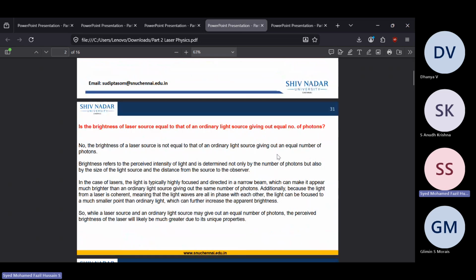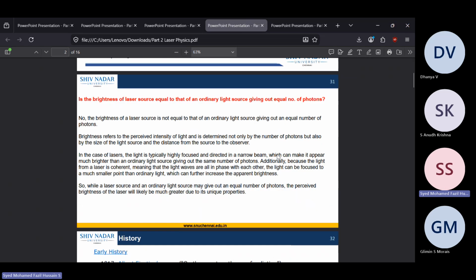Now here is an interesting question. Is the brightness of a laser source equal to that of an ordinary light source, given an equal number of photons? So obviously, no. Because in an ordinary source, the light is scattered. It is not directional, so the number of photons per area, that is the intensity, will be lesser. But in a laser, given the same number of photons, the intensity will be higher because it is a point source. It is a single point which has the same amount of photons as the ordinary light, which was scattered all along the area. So obviously no. This is the basic answer.